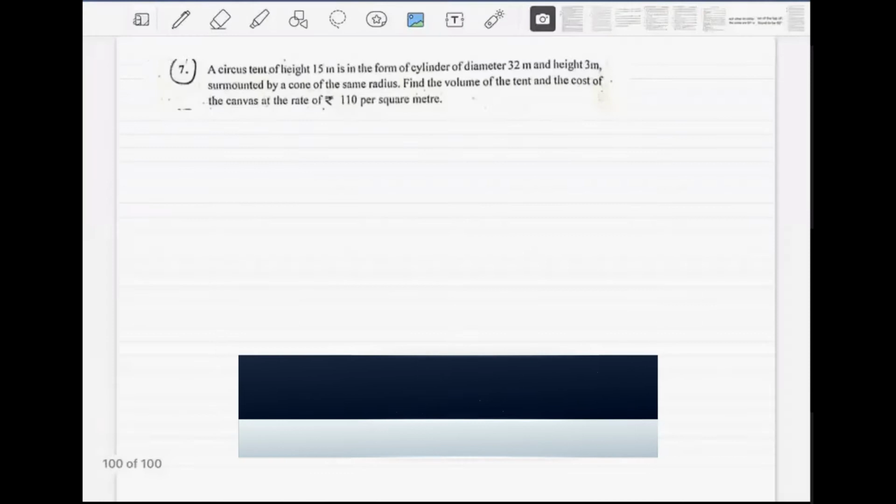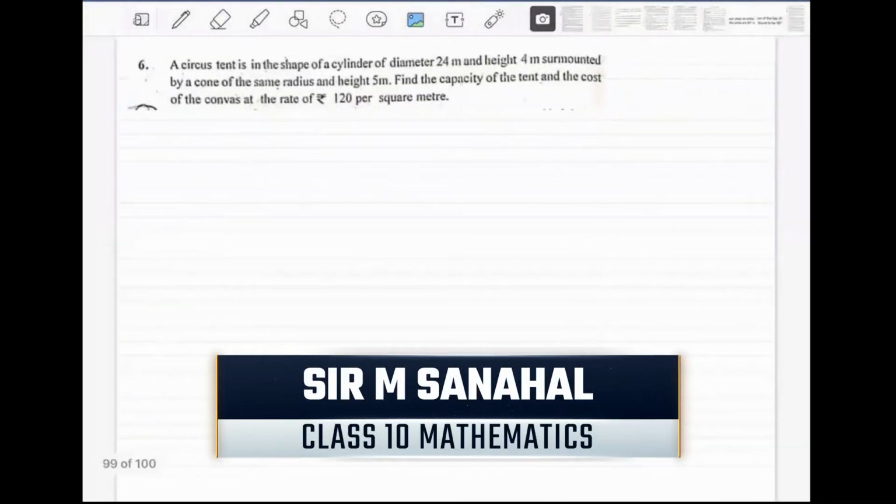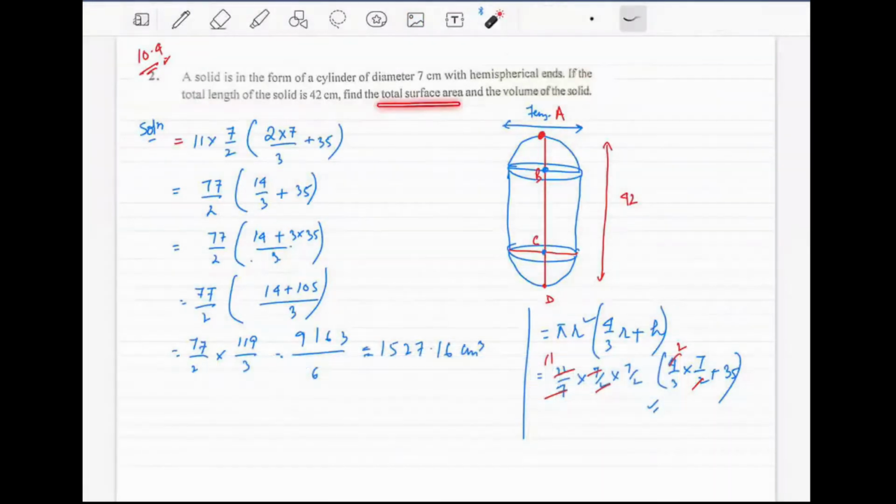I think I left out a small portion. The volume is done, the volume portion of the question, volume of the solid, but we have to find the total surface area also.